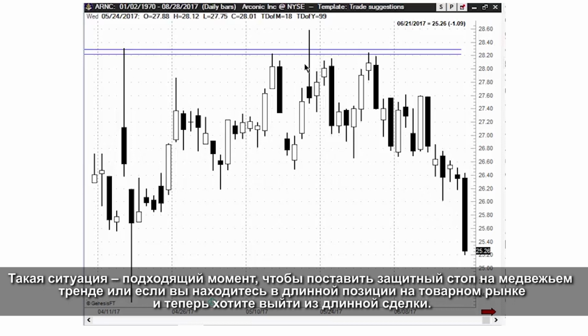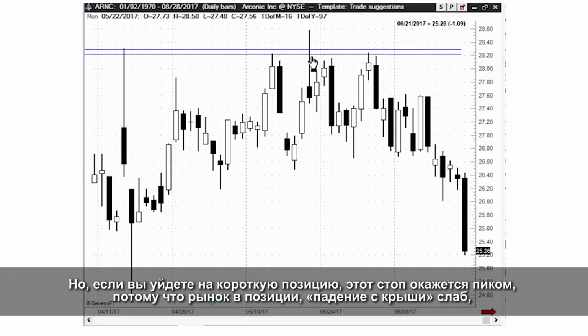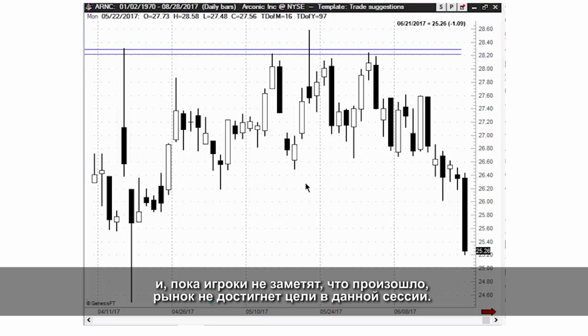And your protective stop on a bearish outlook, or if you have a long position on and you want to exit a long trade, you could do it right here. But if you do go short, the protective stop is the high, because if the market indeed is weak with this falling off the roof, it should not get up here again. And indeed, notice what happened. The market did ultimately reach its target on this session.